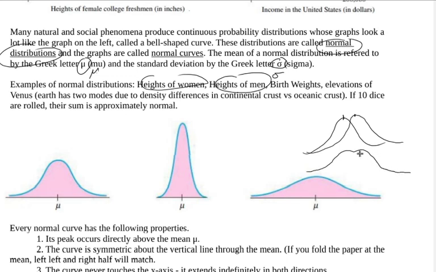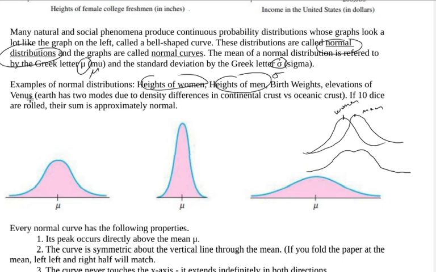So sometimes when you take a bunch of measurements, the original thing might not look like a normal distribution, but when you break it down into its constituent parts, this would be the distribution for women, and this would be the distribution for men. In any case, you can see normal distributions with birth weights and, interestingly, elevations of Venus.